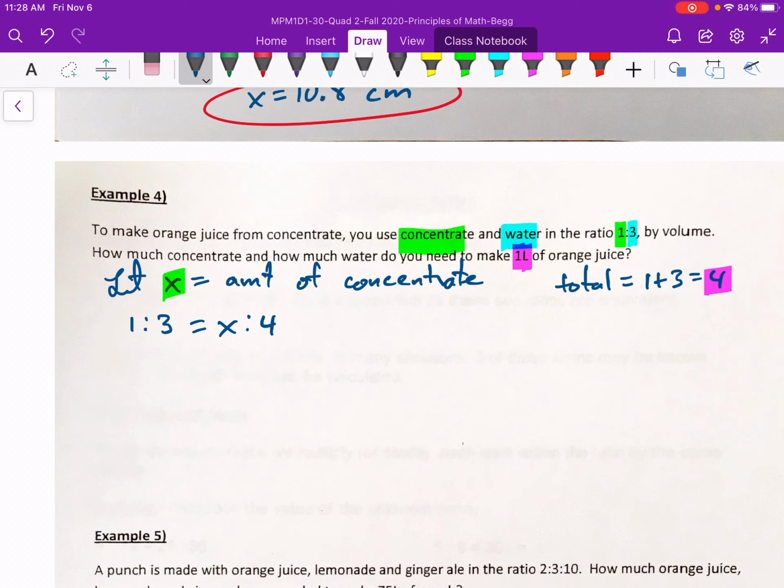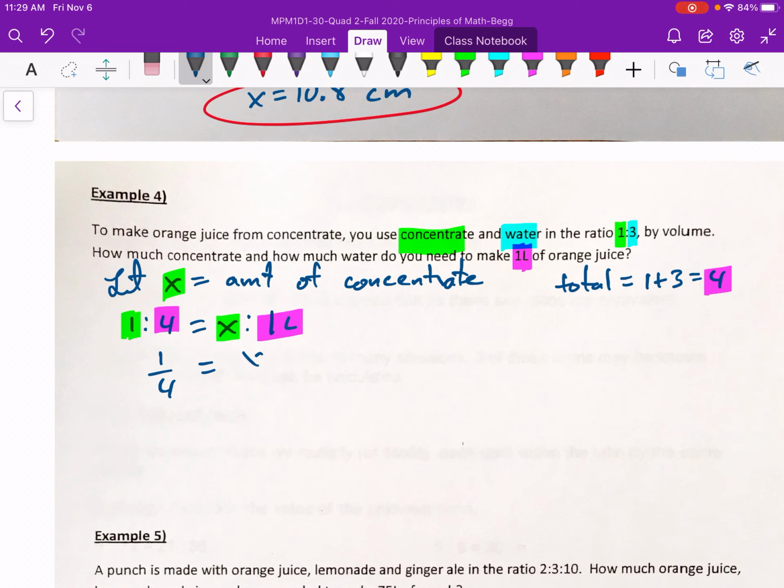Is that right? No, I did that wrong. Got to slow down a bit. 1 to 4 is equal to x to 1, and that's 1 liter. That might be confusing. So the one on the left matches up with the one that I've marked in green. The other one on the end is the 1 liter. I'm actually going to put the unit on there in this case, just to avoid confusion. X is my concentrate, 4 is my total parts that match up with the 1 liter.